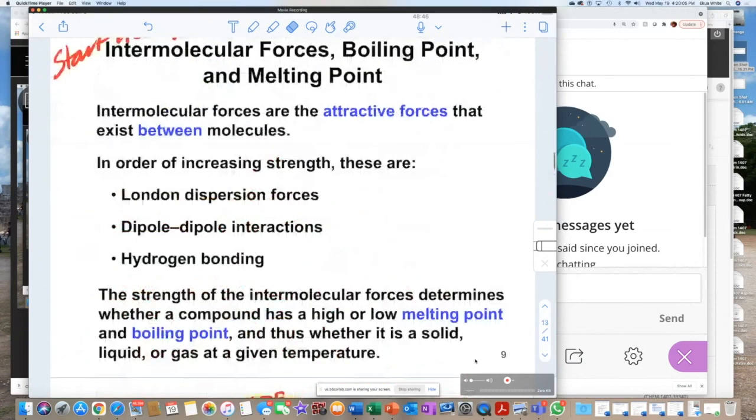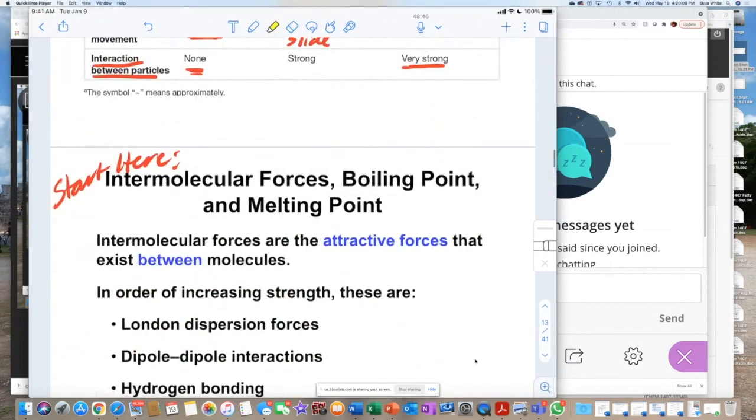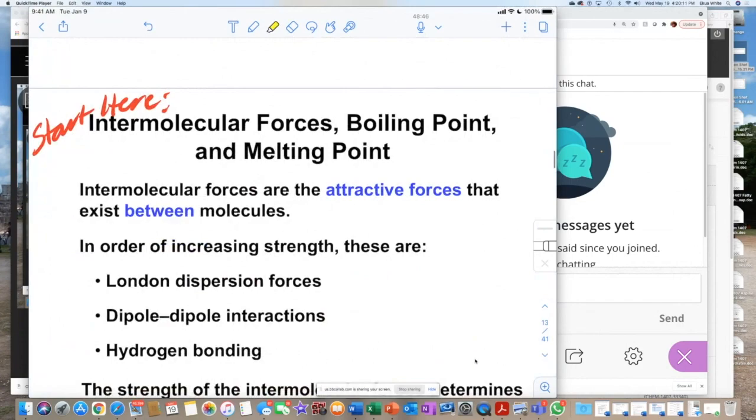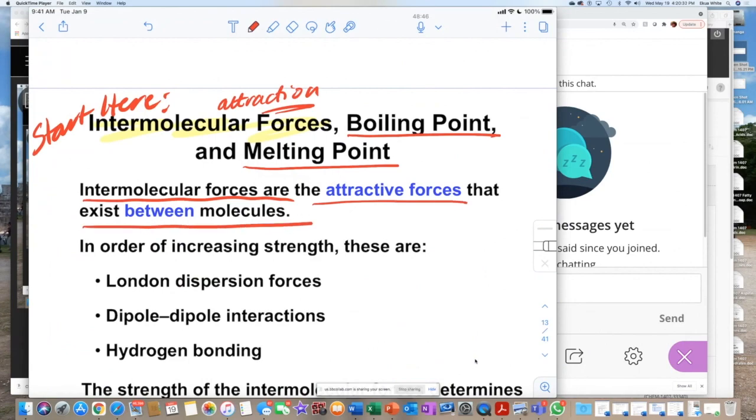Anyways, we are looking at intermolecular forces, and this is where I left off. So remember, the physical state is affected by the intermolecular force. This force here is a type of attraction. Okay, an attractive force. This will also affect the boiling point and the melting point of the chemical. So we're told here intermolecular forces, these are attractive forces that exist between molecules.